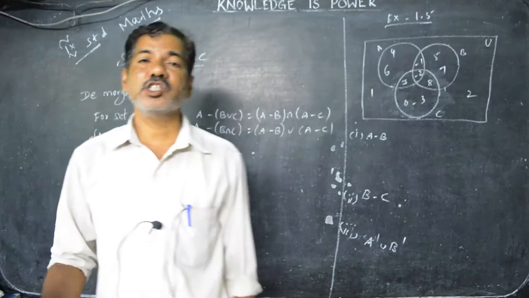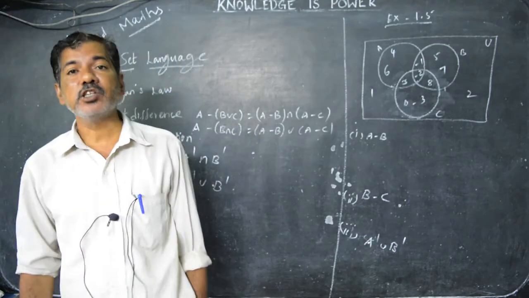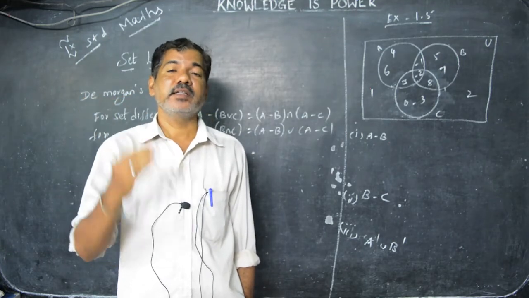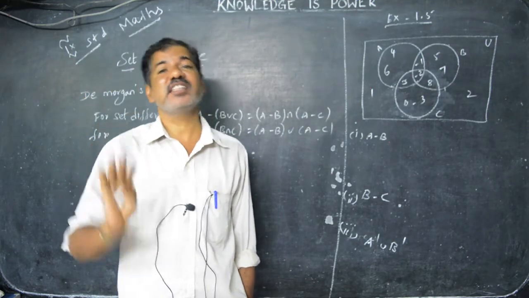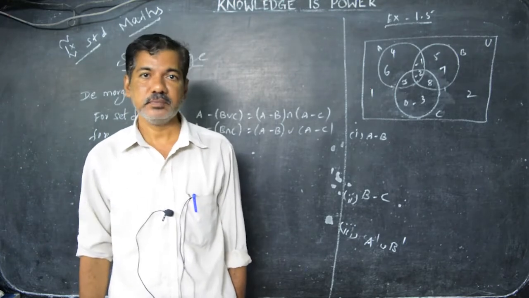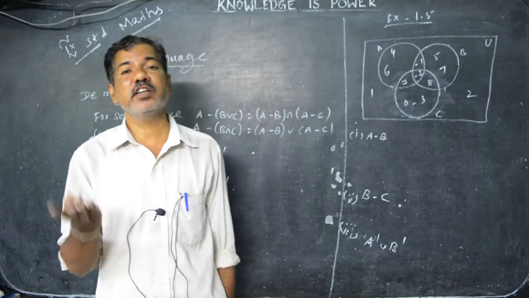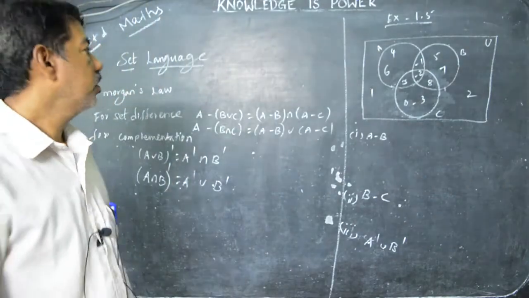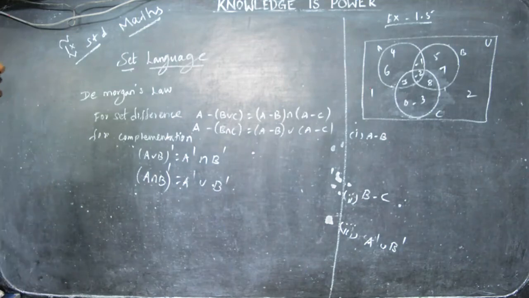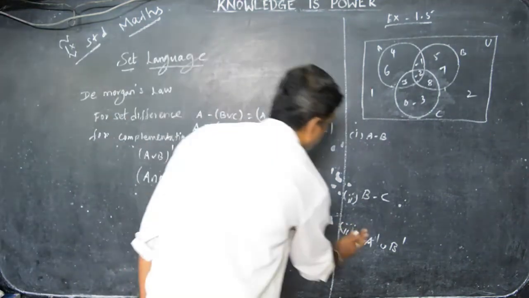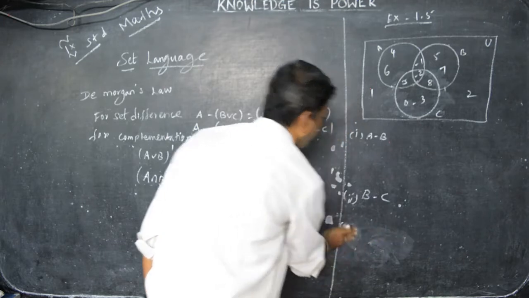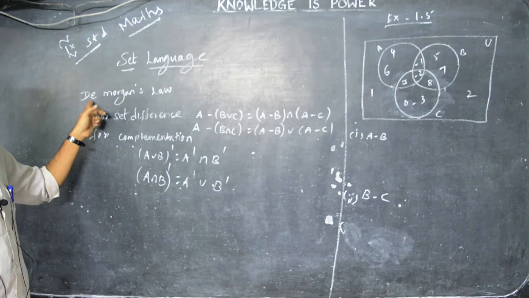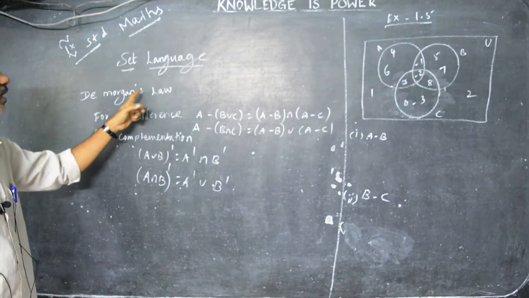Next, complementation. Complementation I also told you in the beginning: A dash, B dash, the elements which are not present in that set are called A dash. Already we have done A dash, B dash in Venn diagrams as well as in certain sums. In the same way we have to follow this. So in set language, we move on to another division called De Morgan's law.